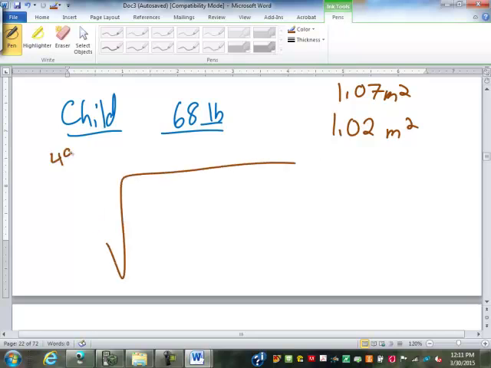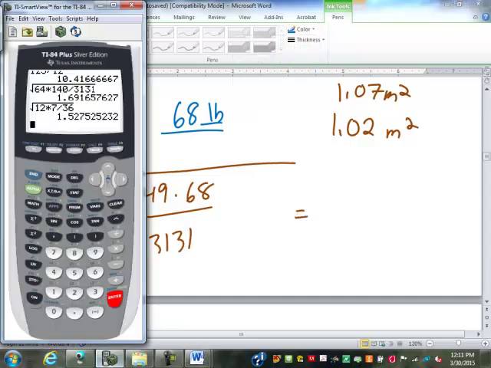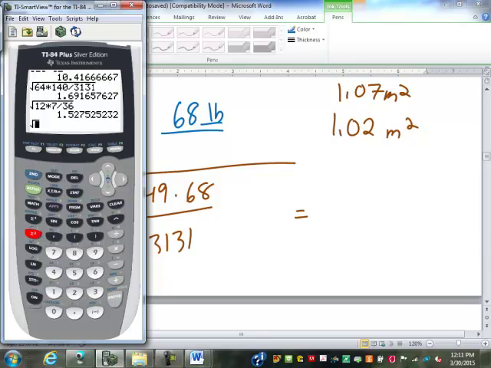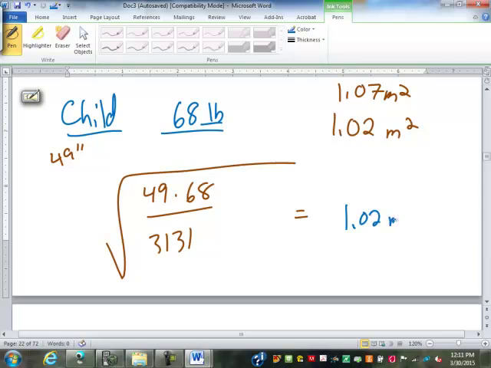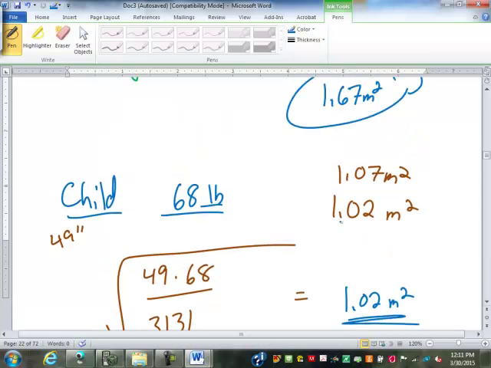So 49 inches. So the body surface area is going to be 49 inches times 68 pounds. This is standard unit, so we're using 3131. So square root of 49 times 68 divided by 3131. Getting 1.02. So the smaller the child is, the closer the nomogram is. You can see really close there, actually almost exact.